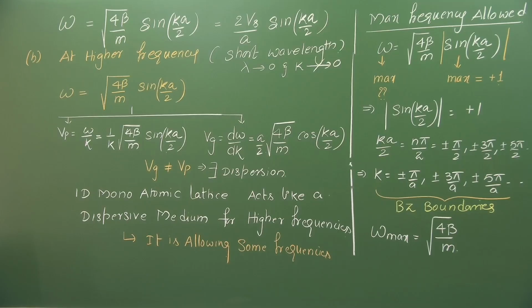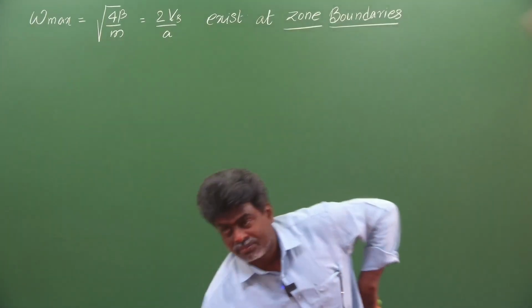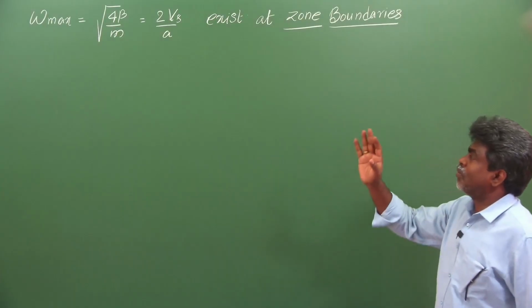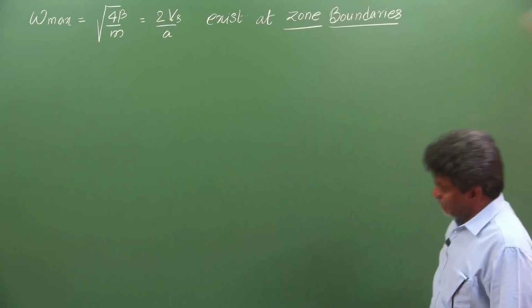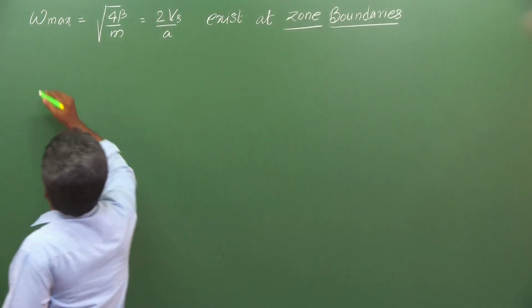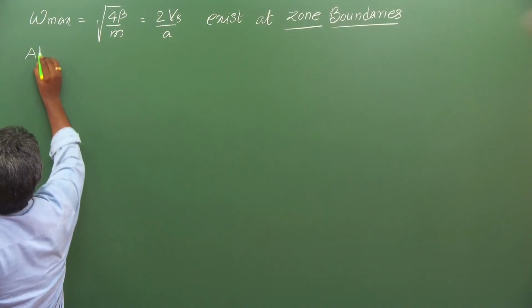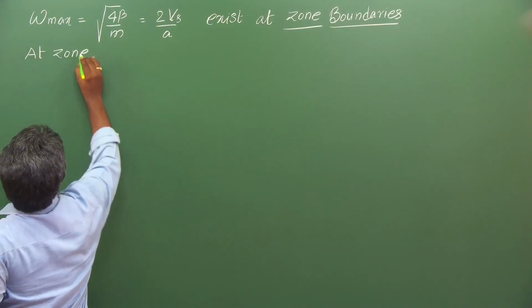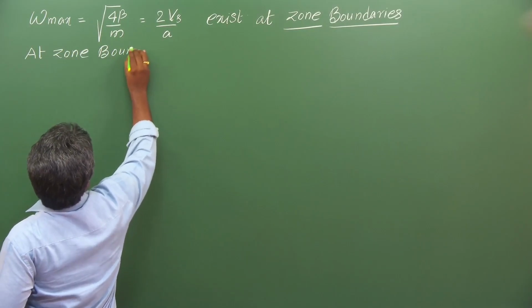At higher frequencies we are getting the dispersion phenomena and it is allowing certain frequencies, and the maximum frequency that can be allowed is under root 4 beta by m, and that maximum exists at zone boundaries. That's very interesting. So omega maximum exists at zone boundaries. Now let us check what is happening at zone boundaries.